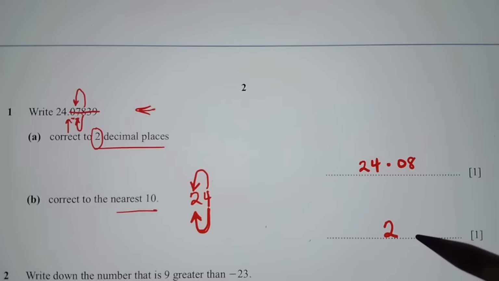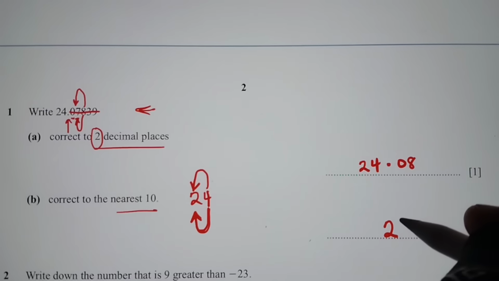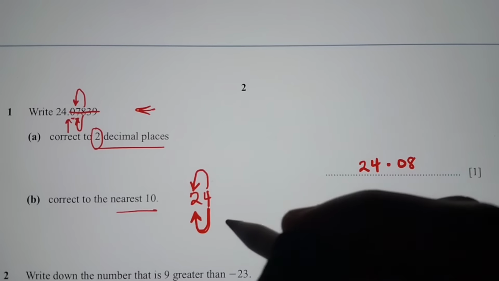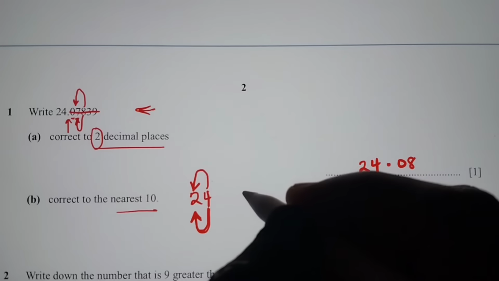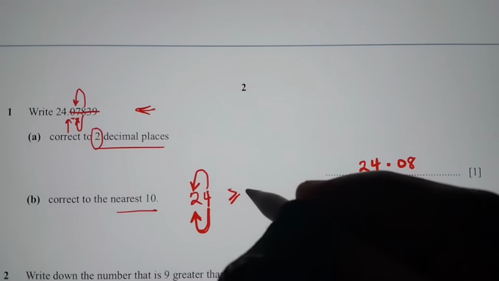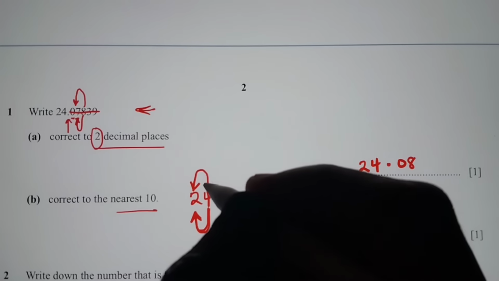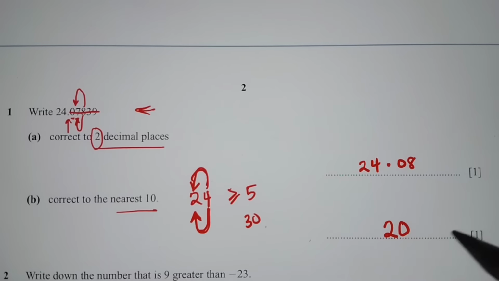So 2 remains the way it is. And the 4, because it is less than 5, is the digit we are rounding, so it becomes 0. If it were to be 5 or greater, then we would have rounded it up and it would have been 30. So in this case, it remains 20.